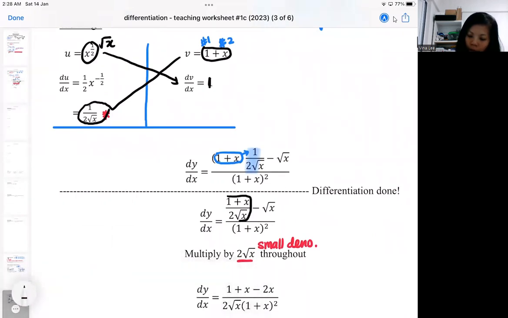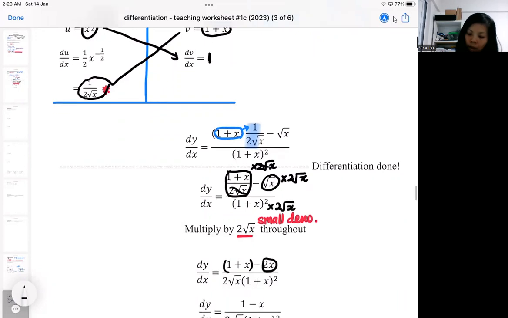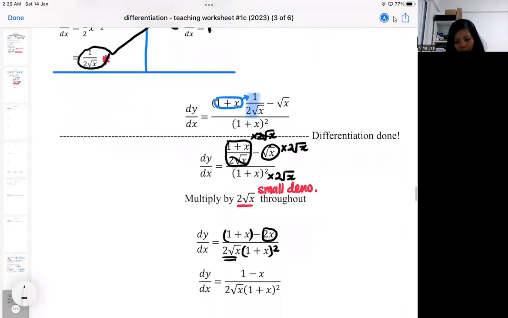This fraction, if you multiply by 2 root x, it will cancel and you are left with 1 plus x. And this, if you multiply by 2 root x, you get a 2x. Here you multiply by 2 root x, then it will just be 2 root x times the original denominator squared. You realize that now you only have one huge fraction, which is very easy to simplify. You just need to simplify the numerator.